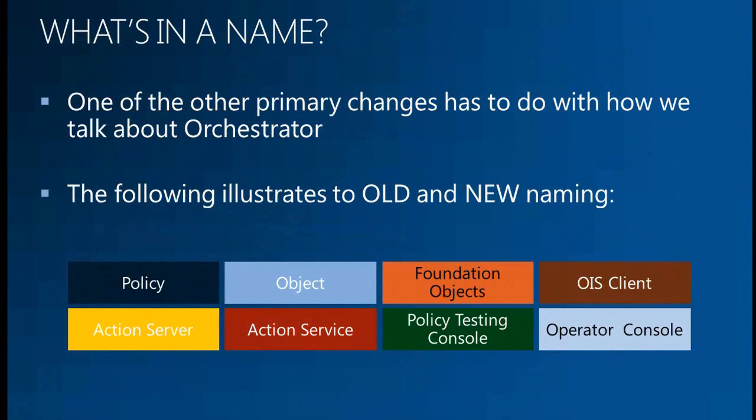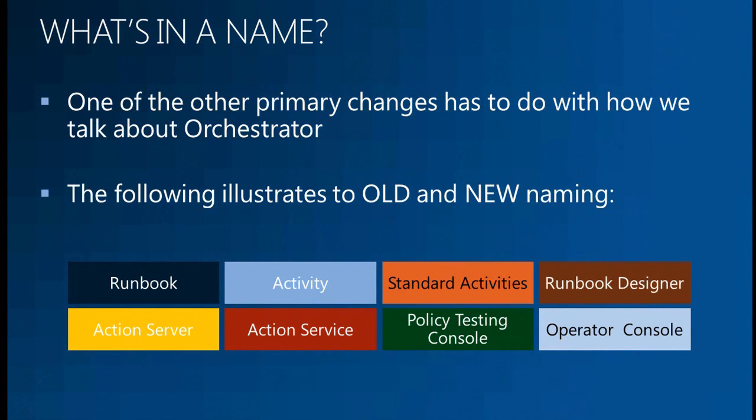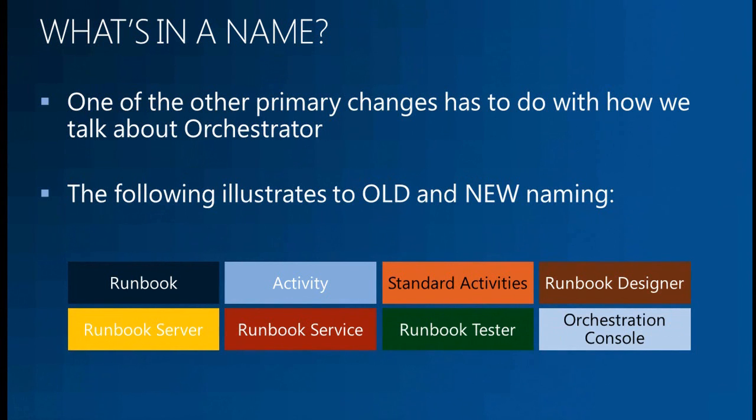So, what's in a name? One of the primary changes has to do with how we talk about Orchestrator. The following illustrates old to new naming. So, instead of policy, we have Runbook. Instead of object, we have activity. Instead of foundation objects, we have standard activities. Instead of OIS client, Runbook Designer. Action Server has turned into Runbook Server. Action Service has turned into Runbook Service. Policy Testing Console has turned into Runbook Tester. And Operator Console has turned into Orchestration Console.